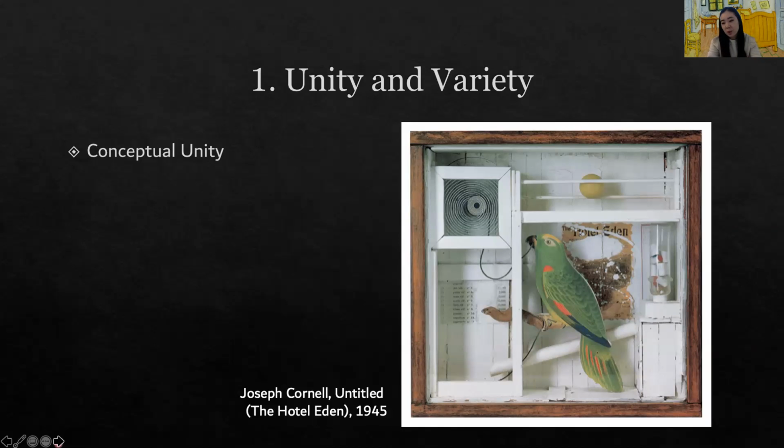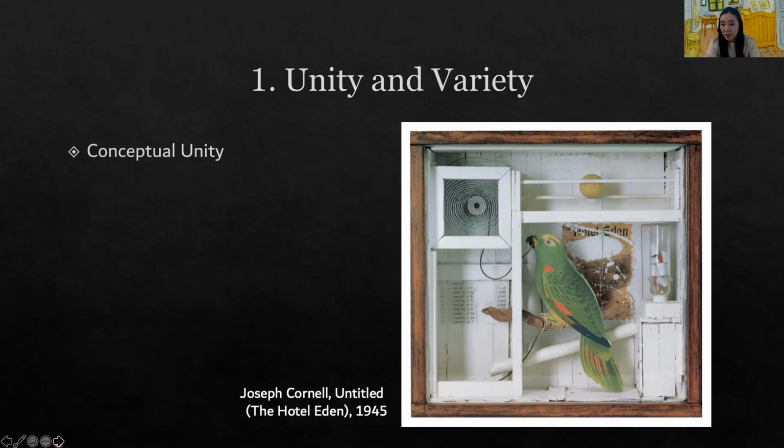Tell me what you can see in this work of art. What's the main subject? The bird, yes, the bird. Where is the bird? In the middle of the picture. Yes, in the middle of the box, in the frame. It looks like a cage, right?